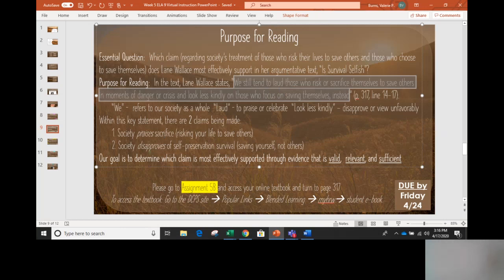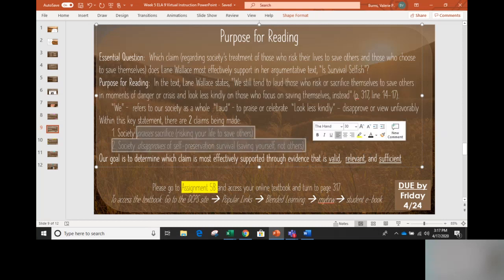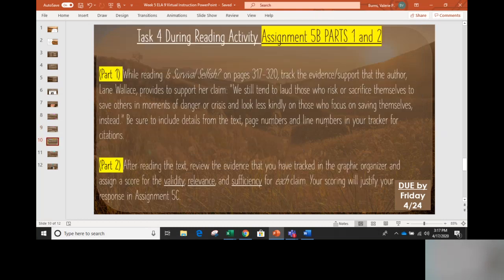Now our purpose for this standard is to determine which claim is most effectively supported through evidence that is valid, relevant, and sufficient. Okay, so once again, the author makes two claims here. We have to figure out which one is the most valid, the most relevant, has the most sufficient evidence. Okay, so we're going to look at the graphic organizer that we're going to be using for this assignment. This portion of it is assignment 5B. It's parts 1 and 2.